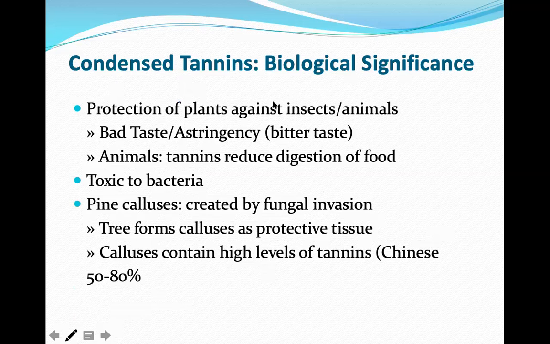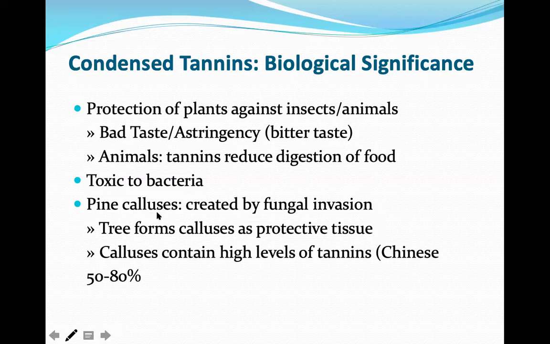So condensed tannins have biological significance, as I mentioned before: protection of plants against insects and animals through bad taste and astringency. The bitter, astringent taste inhibits insects and animals from eating the plant. Tannins reduce digestion of food, so the presence of condensed tannin at higher concentration reduces the digestion of food by animals, including fish. They are toxic to bacteria, so that is a good quality.